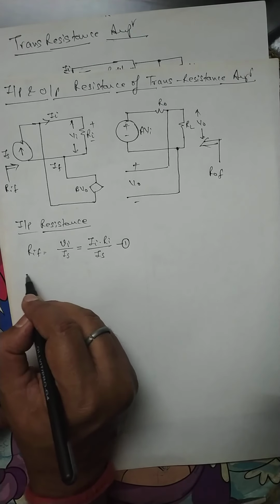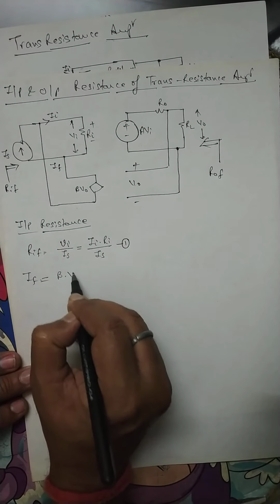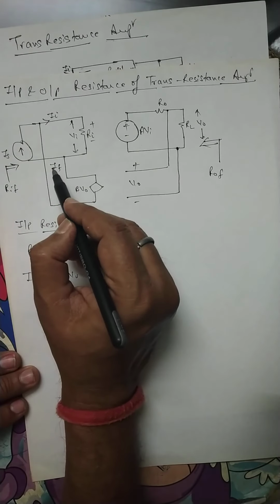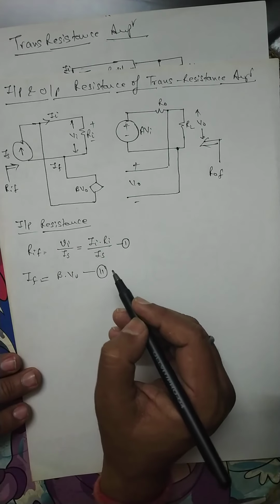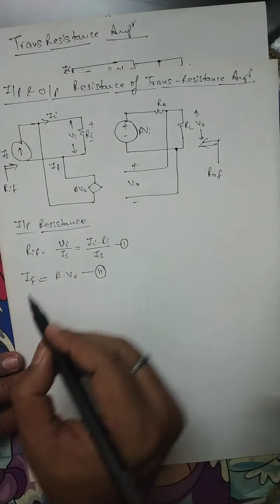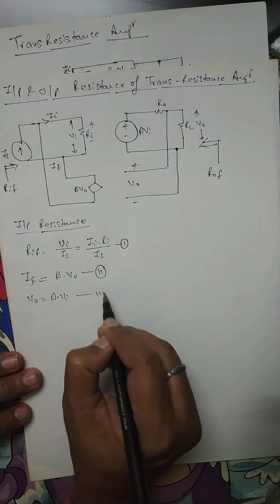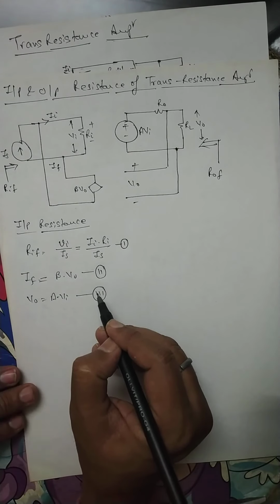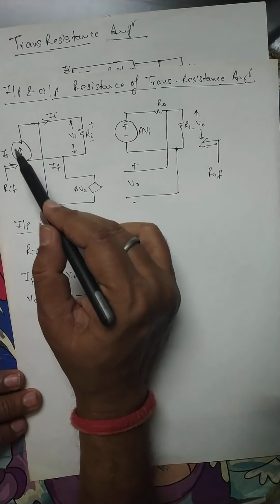Now from the figure, just see, IF is equal to beta into V0. That will be considered as equation number 2. And again from here V0 is equal to A into Vi. This will be considered as equation number 3. And now apply KCL to the input loop over here.